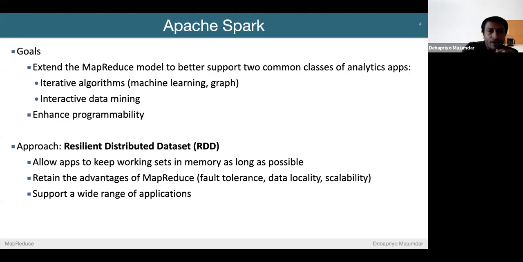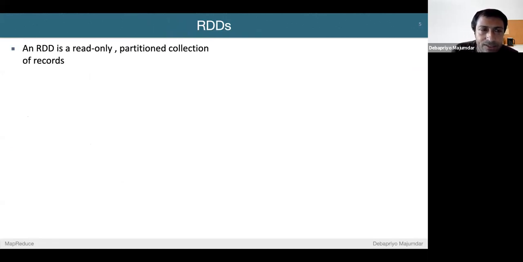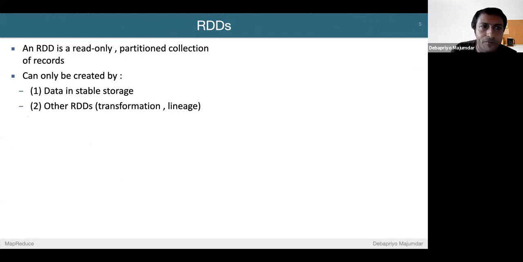and will support a wide range of applications. So this is the goal and approach of Spark, and it will achieve that using RDDs. And what are the RDDs? The RDDs are read-only partitioned collections of records. We'll actually create RDDs in the next class. It can be created by some data from the file system or from another RDD.